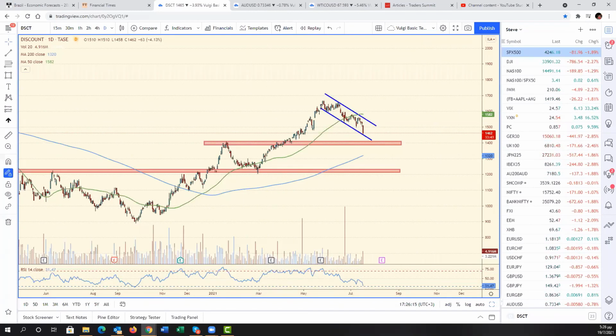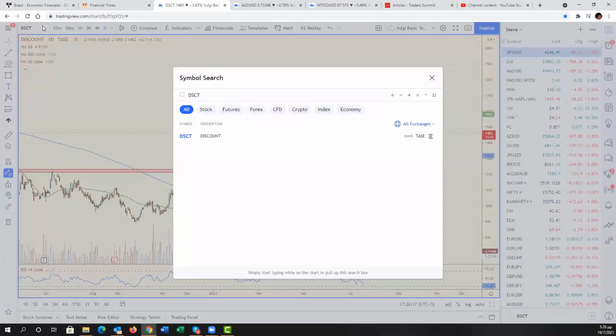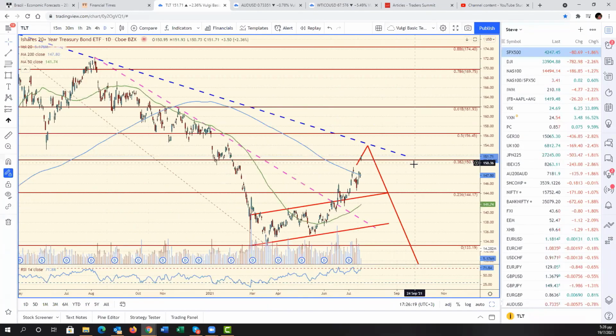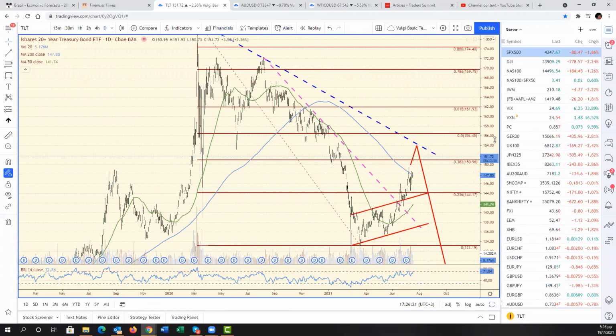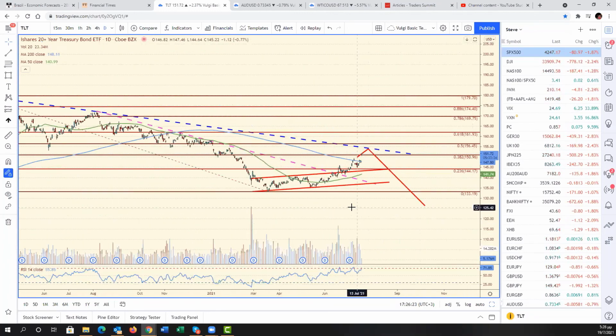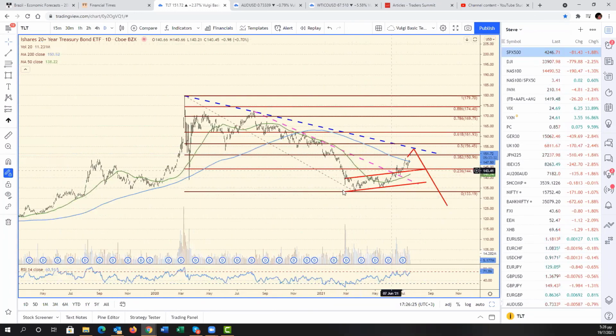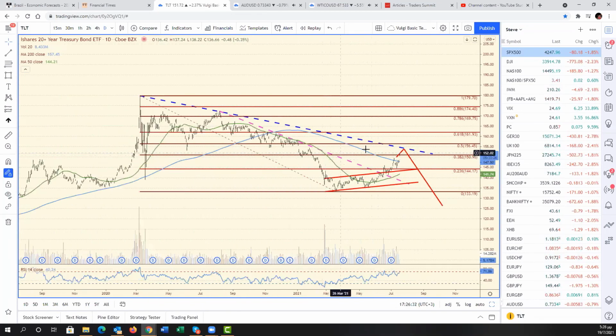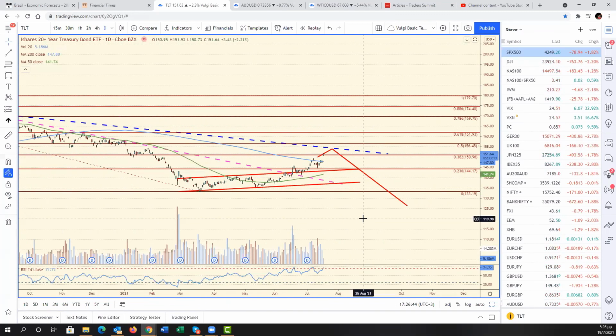My pleasure, Irina. TLT. Yeah, nothing has changed since the last time we had a look at it. It has produced a bullish breakout from this channel. It is accelerating to the upside. Now, next upside target is this descending trend line resistance, currently passing from, what is it? Roughly 155. Let's see how it reacts from there.